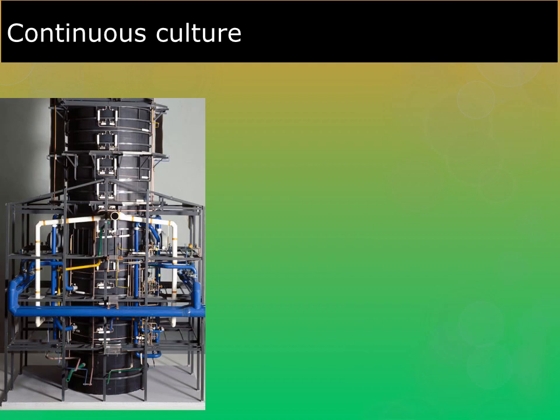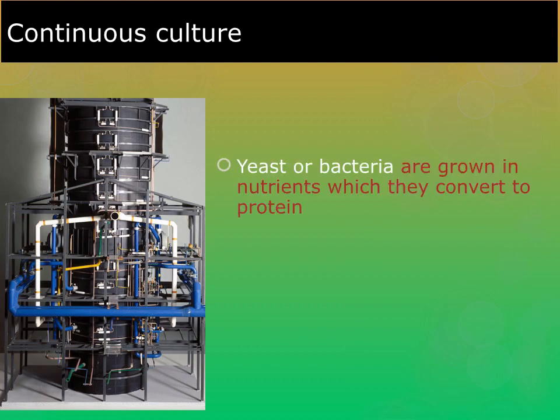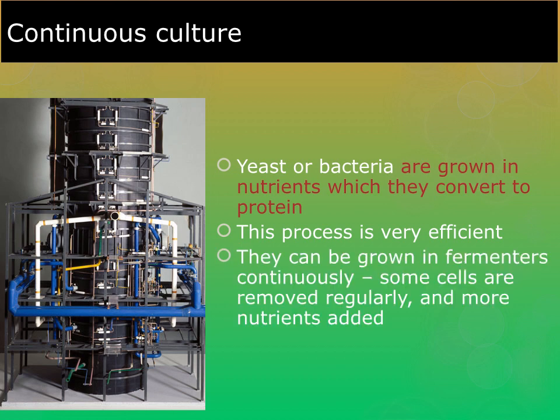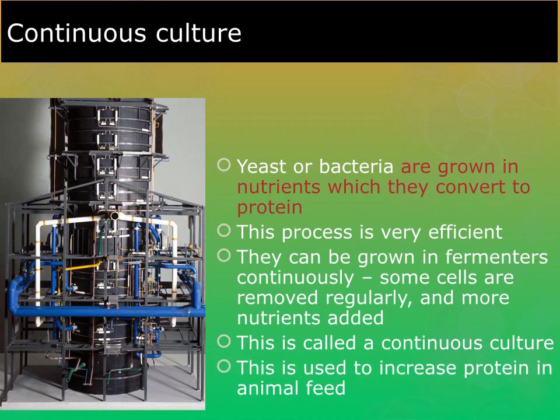Now we're going to look at continuous culture. Yeast or bacteria are grown in nutrients which they convert to a protein. This process is very efficient. They can be grown in fermenters continuously. Some cells are removed regularly and more nutrients added. This is what we call continuous culture. This is used to increase protein in animal feed.